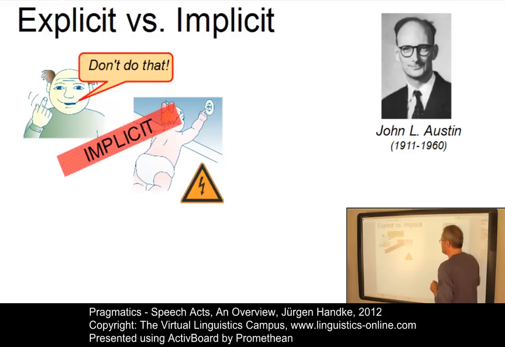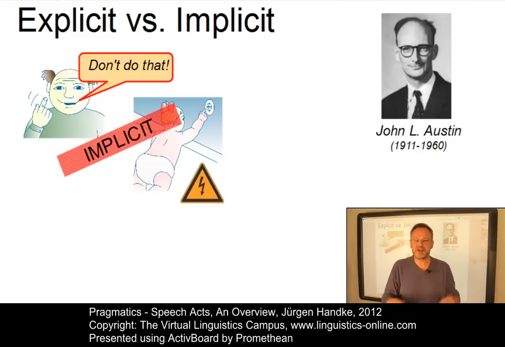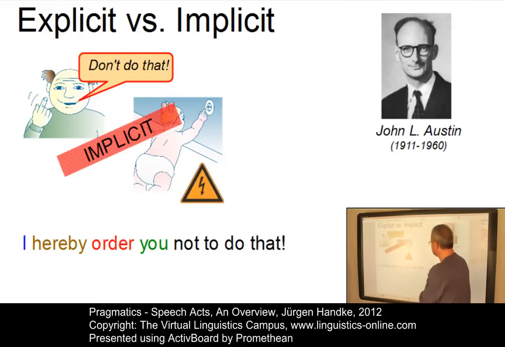Most illocutionary acts are implicit. That is, they lack a particular performative verb signaling the act. So, "don't do that" is an implicit order. However, we can easily make an implicit act explicit. An illocutionary act is explicit if the utterance contains a performative verb, that is, a verb that denotes the act. The optional adverb "hereby" can be inserted into such a performative utterance to stress its performative nature. Well, here is the explicit illocutionary act.